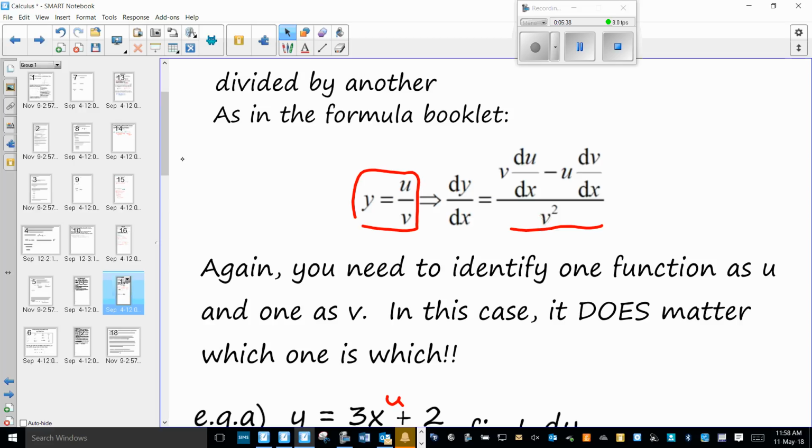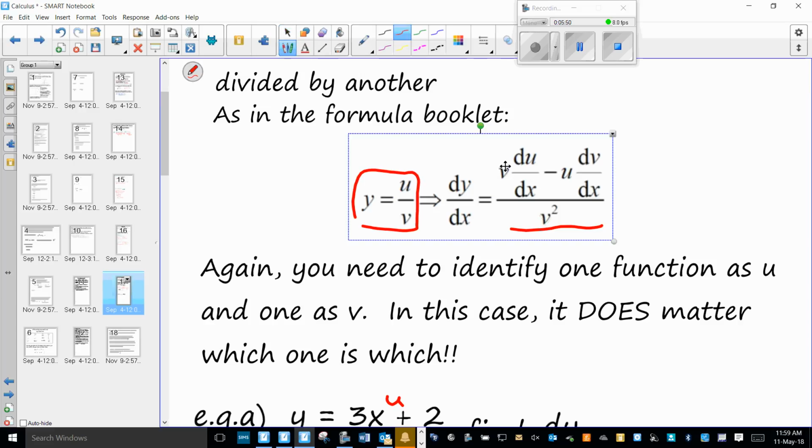You can switch these two, the v and the du dx, because those two things are being multiplied together. The order of those two doesn't matter because they're being multiplied together. But you cannot write all of this stuff over here, because it has to be this one subtract this one.